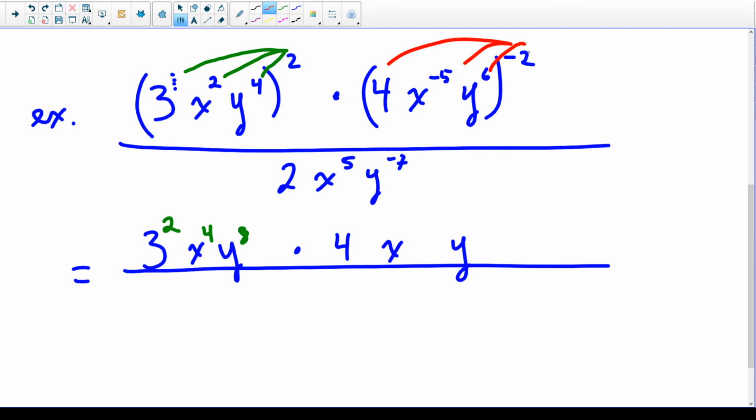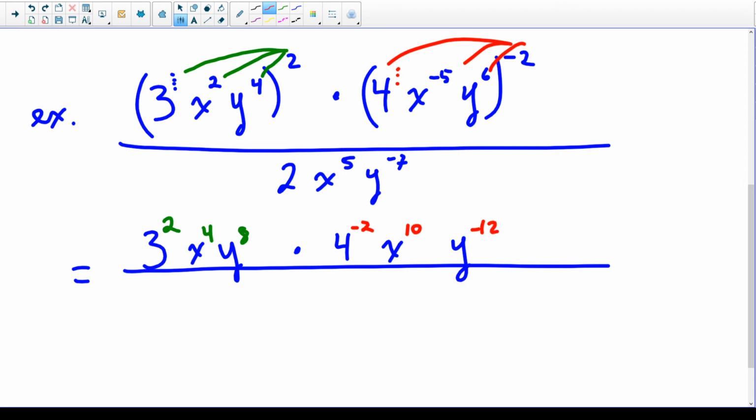Okay, so again, that outer power is going to multiply all of the inner powers. So the power next to the 4 here is a 1 right now. So that's going to become a 4 to the negative 2. X negative 5 times negative 2 is positive 10. And 6 times negative 2 is negative 12.